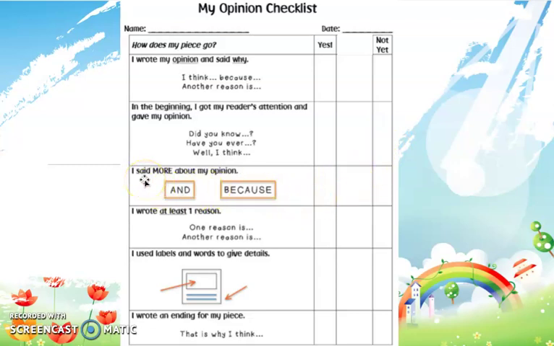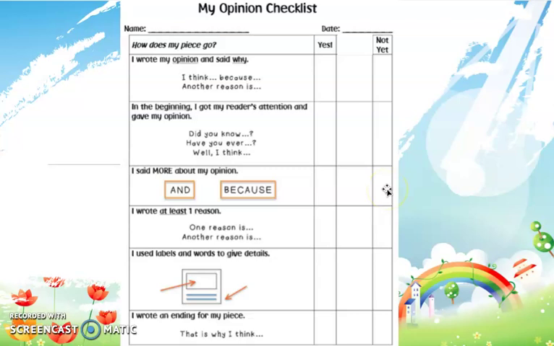Number 3. I said more about my opinion. So we use 2 transition words to make our sentence longer and more detailed. For this lesson, we focus on and and because. If you think you have and or because in your writing, then you can check yes. If you think you're not, you check not yet.